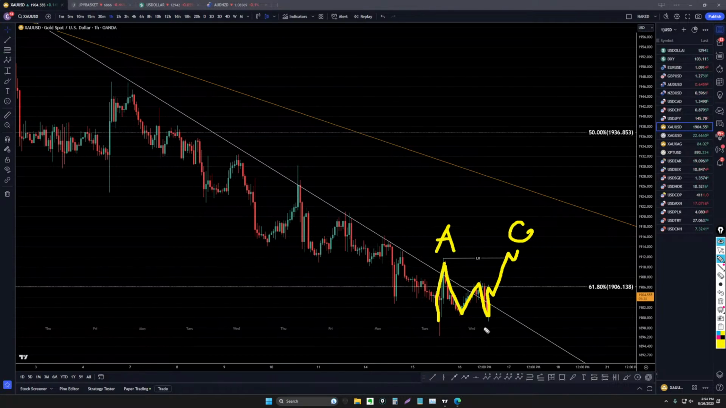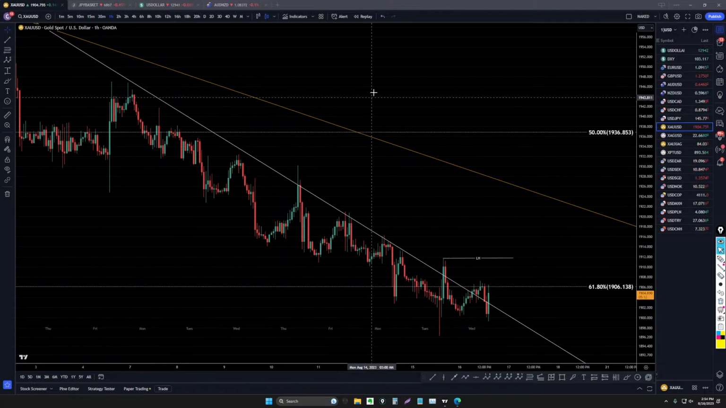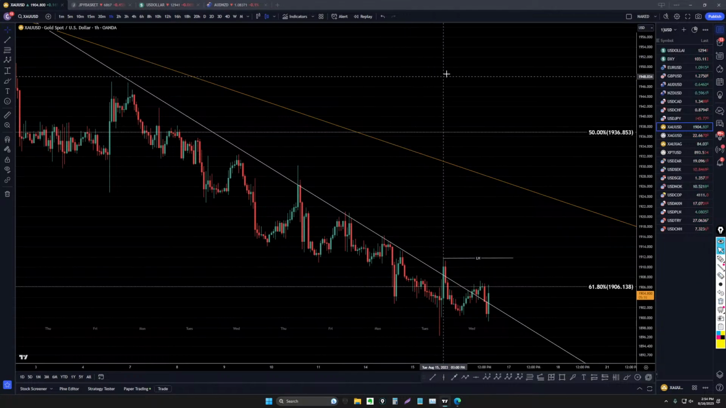So I think it's very, very likely that this is an ABC, and once this wave C is over, which it probably will take out the high of wave A, we will most likely have the continuation of the downtrend from that point, I do believe. So let's go check out those yen pairs and see what's up with that.